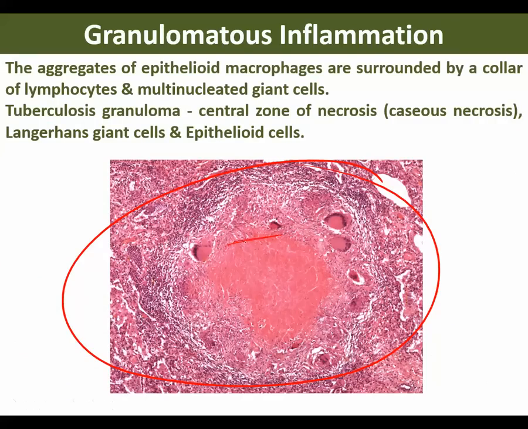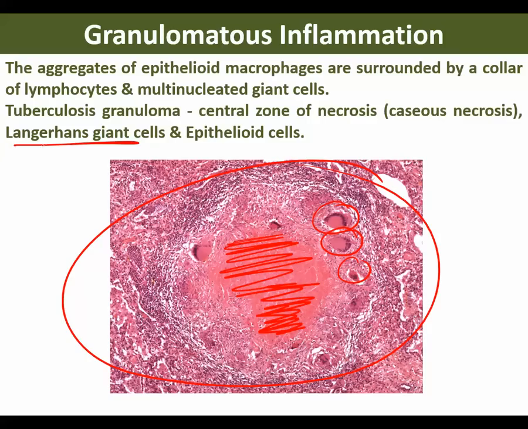See, you are seeing the center necrosis, caseous necrosis, and surrounded by very large cells. No, you forgot Langerhans multinucleated giant cell. The epithelioid macrophages all join together and they form a huge cell. That is Langerhans, multinucleated giant cell. They all coalesce, they all join.